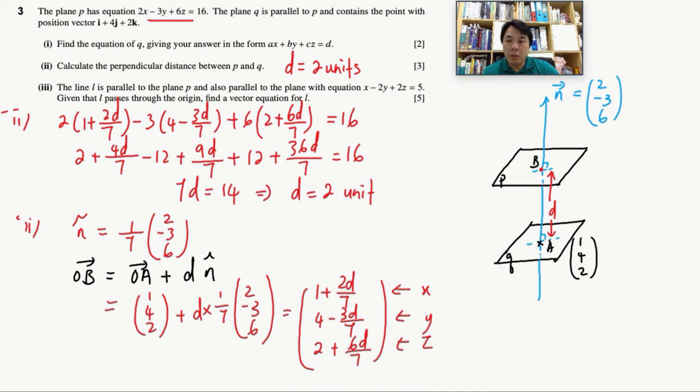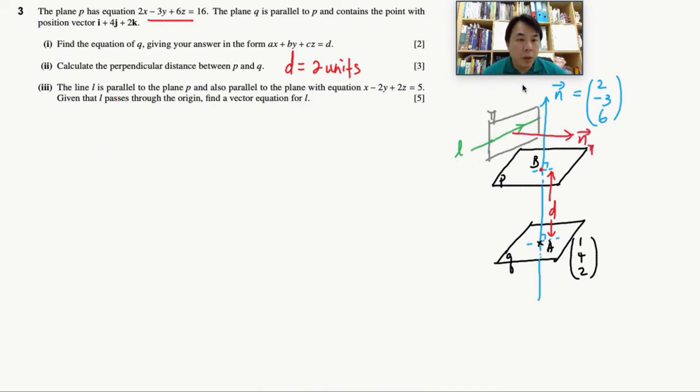Let's move on to the third one. Question, I have added the extra diagram here. It is given that the line L is parallel to plane P. So line L is parallel to plane P, and it's also parallel to the plane pi here. So I label the plane pi as given here. This is the plane pi given as x minus 2y plus 2z equal to 5 here. And then this plane must have a normal that's pointing in this direction here. Now, given that L passes through the origin, find a vector equation for L here.